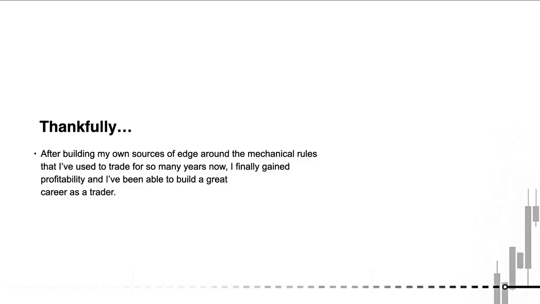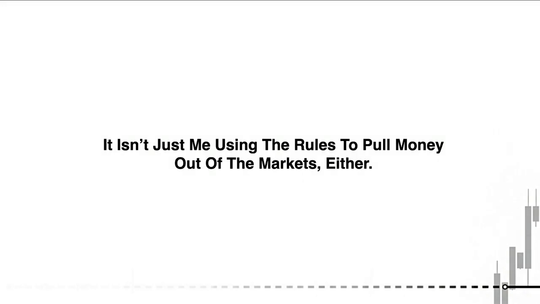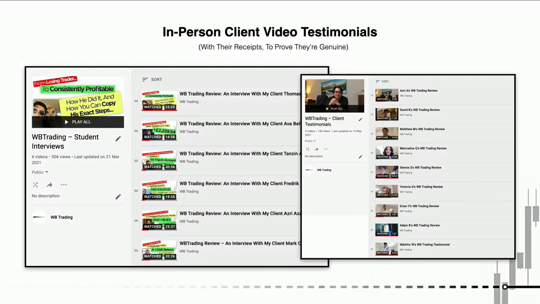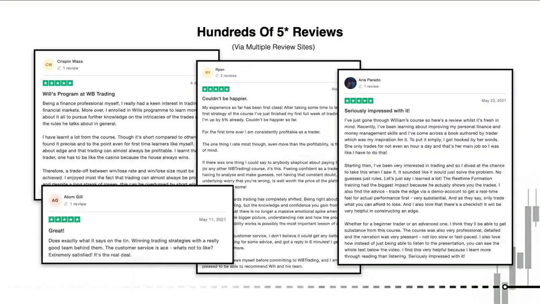Thankfully though, after building my own sources of edge around the mechanical rules that I've used to trade now for so many years, I finally gained profitability and I've been able to build a great career as a trader. And it isn't just me using the rules to pull money out of the markets either. Across the years, I've handed the rules to traders who've achieved some really incredible things. As you'll have seen if you follow me on YouTube, via the in-person client interviews, the in-person video testimonials with their damn receipts to prove that they are all paying clients, hundreds of 5-star reviews. The success stories are just insane.